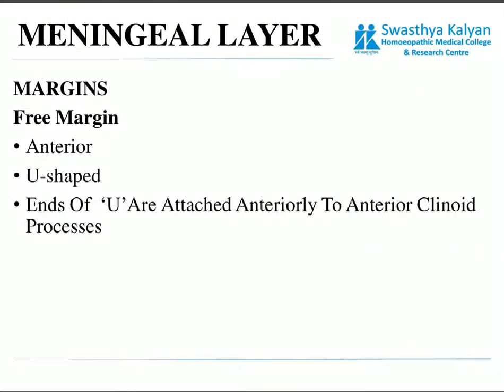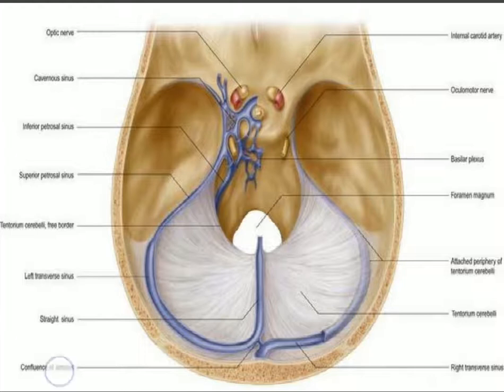The margins of the tentorium cerebelli also have a free and an attached margin. The free anterior margin is U-shaped, and the ends of that U are attached anteriorly to the anterior clinoid processes, which are related to the sphenoid bone. So these are the margins of the tentorium cerebelli, the free U-shaped anterior margins that are attached anteriorly to the anterior clinoid process located on the sphenoid bone.